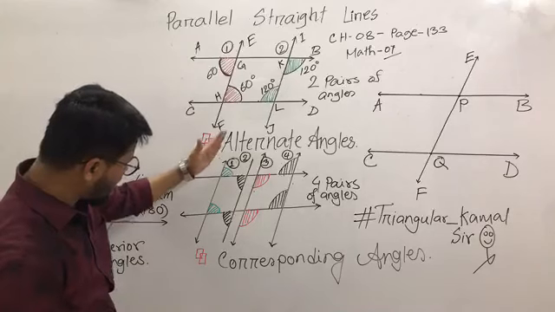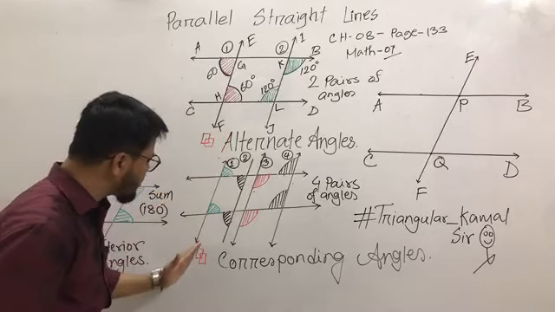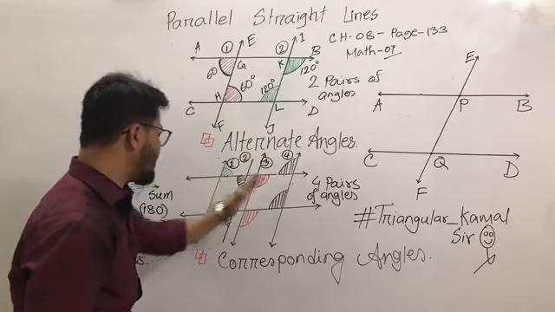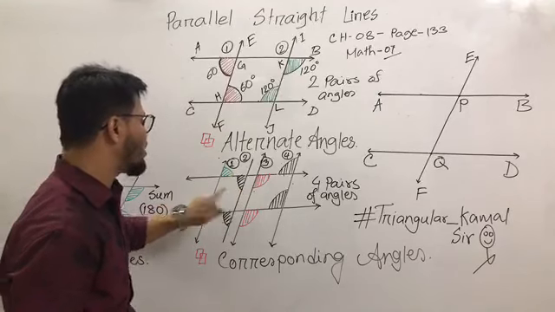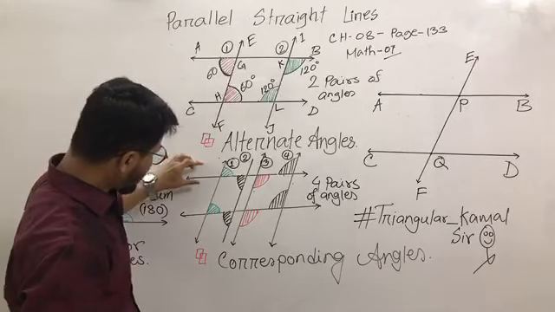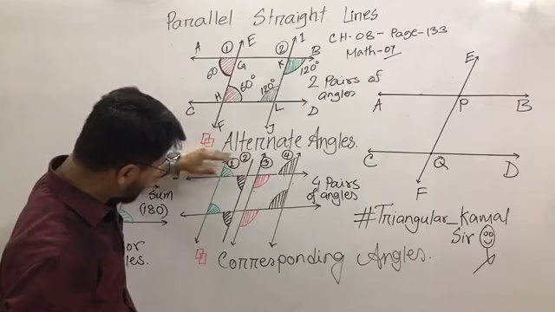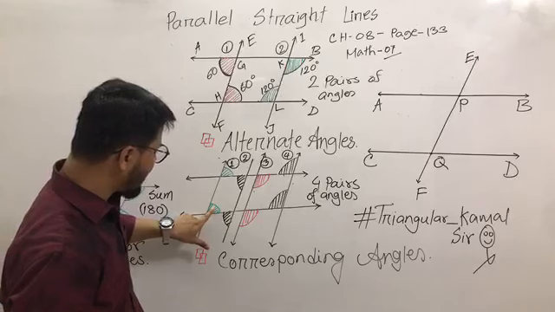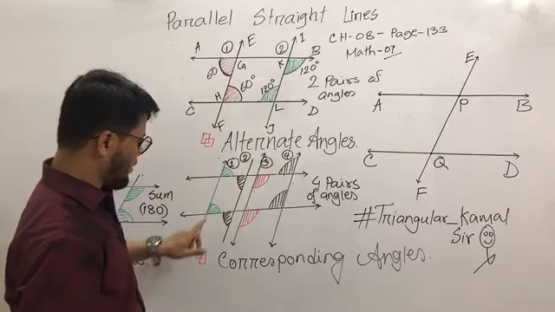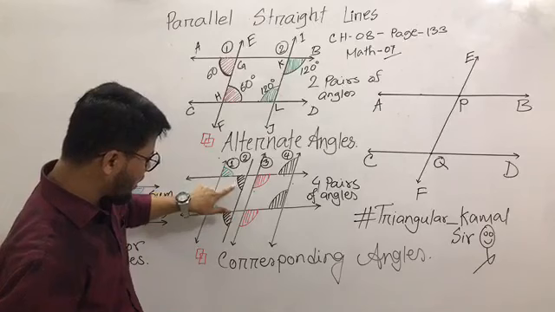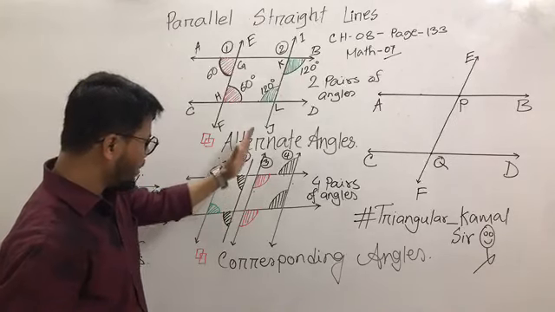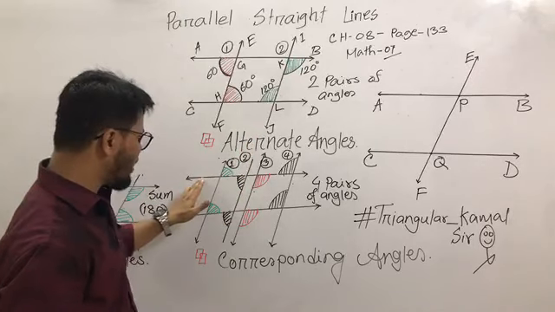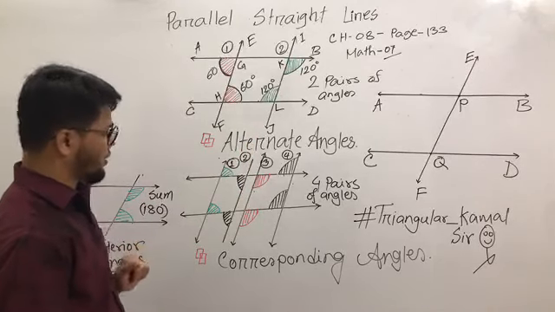If we consider this the transversal line, both angles, the green color angles, are on the right side. The first one is on the upper side of the transversal, and this one is on the lower side. One angle is inside the parallel lines, and the other angle is outside the parallel lines. They make angles with the transversal: the first transversal with one parallel line and the transversal with the other parallel line.